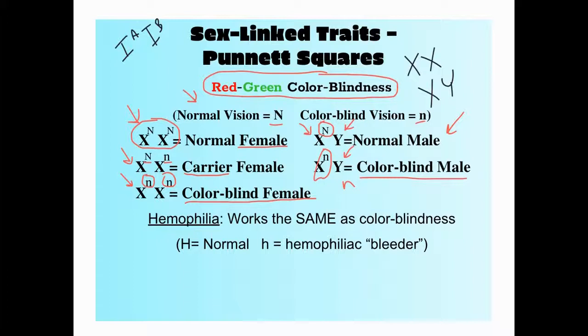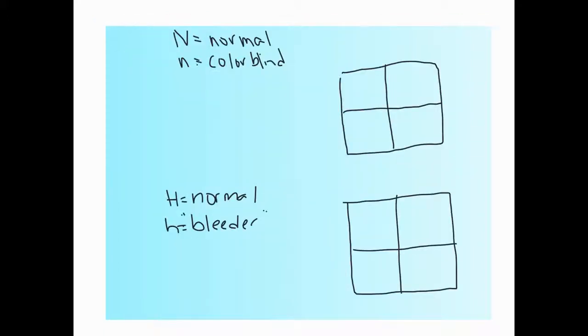If the mom gives you a colorblind allele, you're colorblind. Where females over here, the mom could give a colorblind allele, but if the dad saves the day and gives the normal allele, she won't be colorblind. So that's why sex-linked traits are way more common in males than in females. All right, so let's try a couple of these.